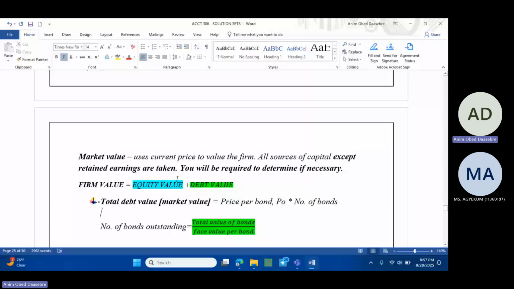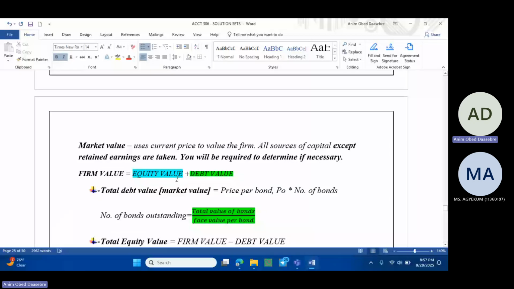And to know the current price in computing each of these values, book values and market values, that is the essence of what we are studying in this topic, security valuations. So that's the essence of studying this particular topic.